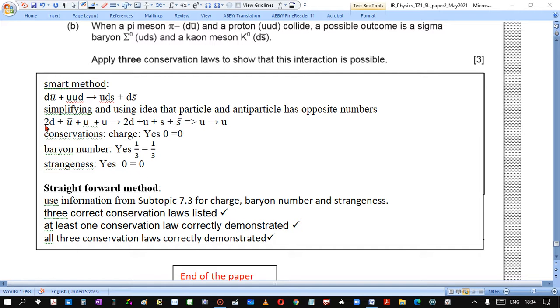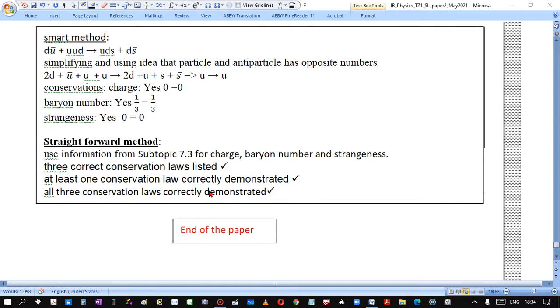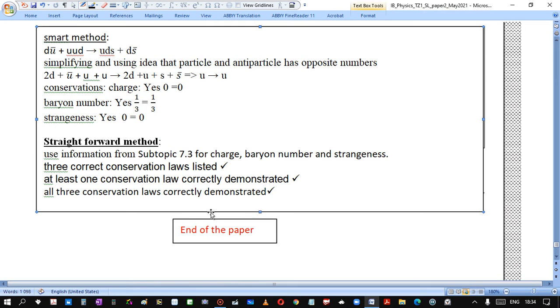Straightforward method: for each of the quarks on the left and on the right, you put in the value of charge. So you check that it is 0 on the left and 0 on the right. Baryon number, you check that the sum on the left is 1/3 and on the right is 1/3, and strangeness on the left is 0 and on the right is 0.